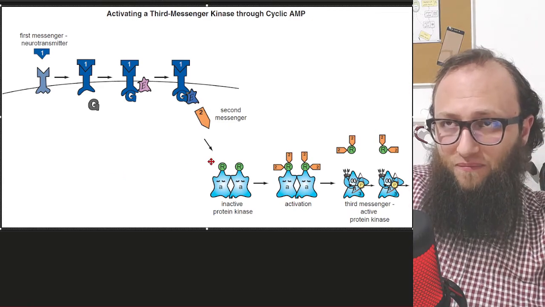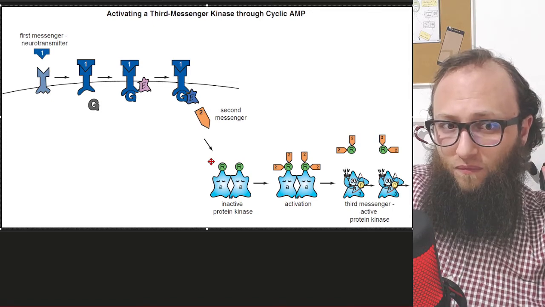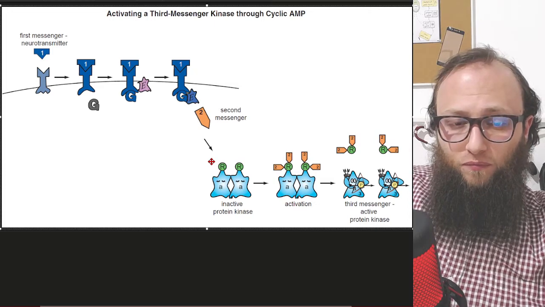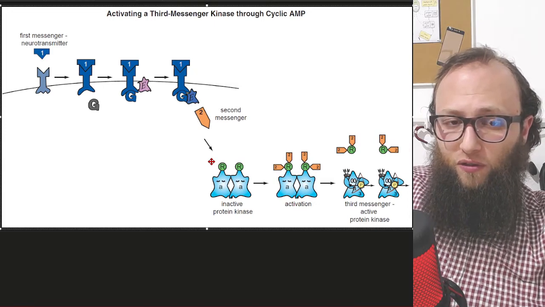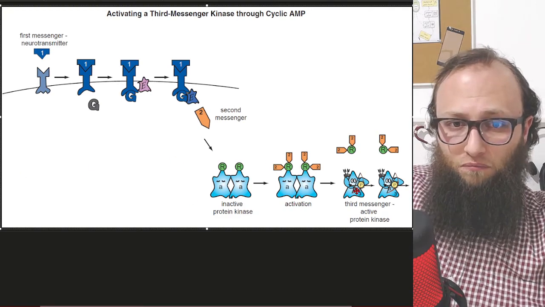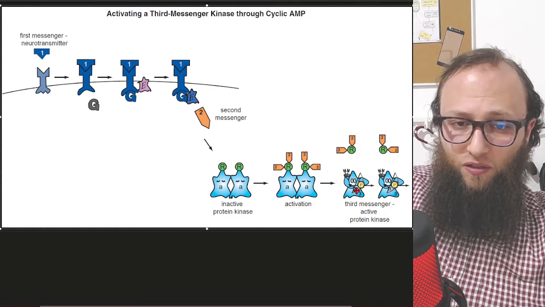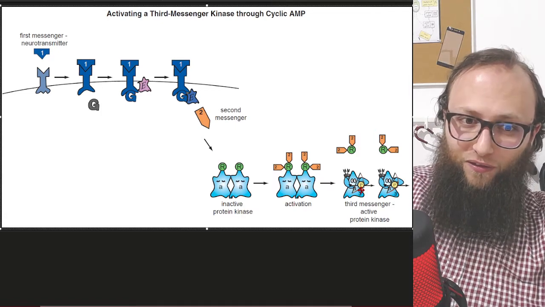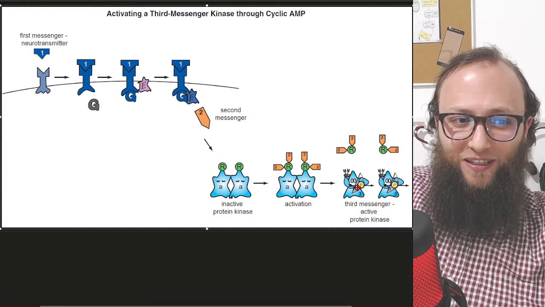Cyclic AMP would dissociate the regulatory units from the dimer here, and then the third messenger active protein kinase would be ready to work and to phosphorylate things. Okay, so that's it.